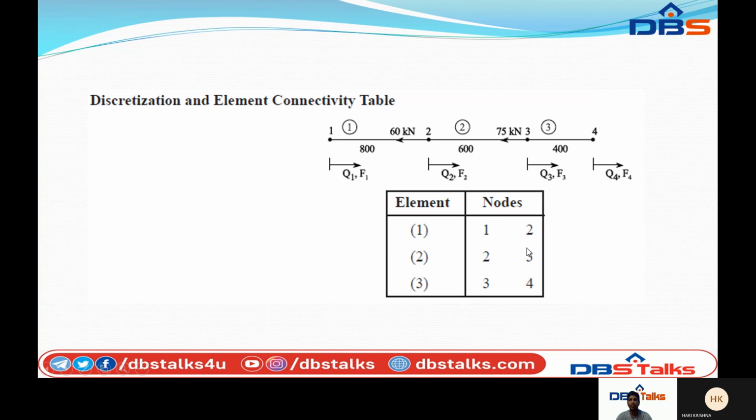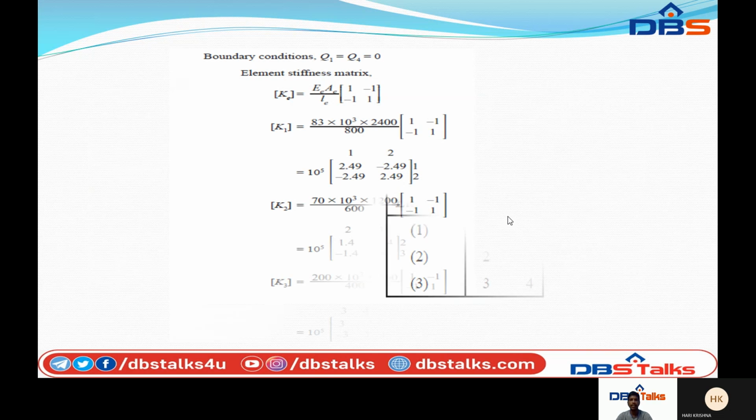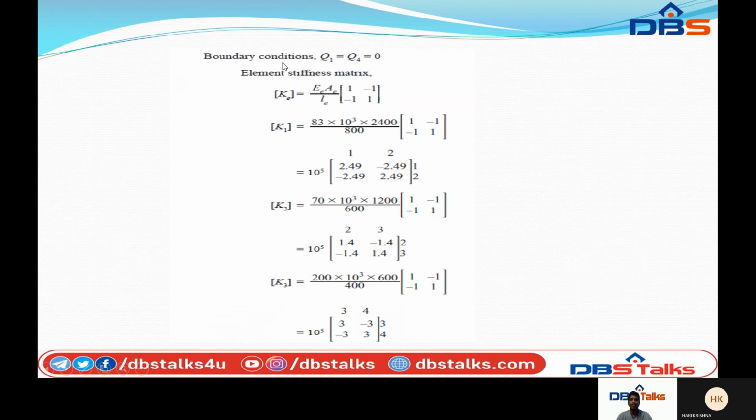For third element, 3, 4. This is the element connectivity table. First one is the discretization process. After that, boundary conditions. Why am I taking the boundary conditions Q1 equal to Q4 equal to 0?